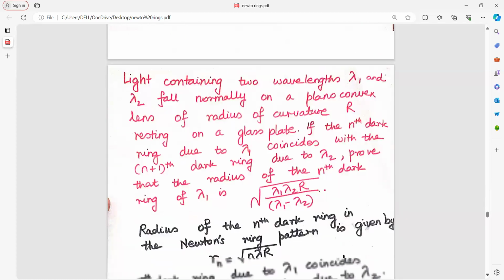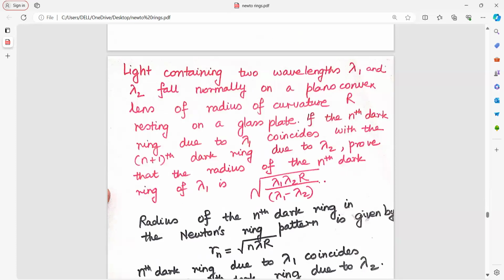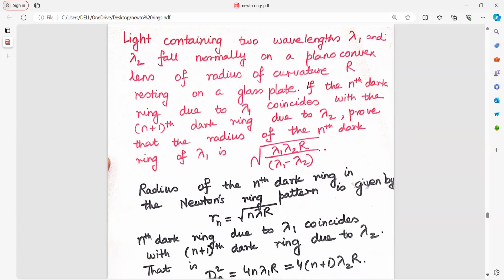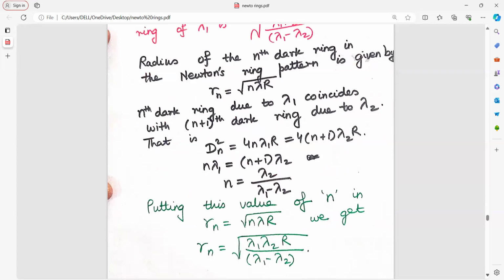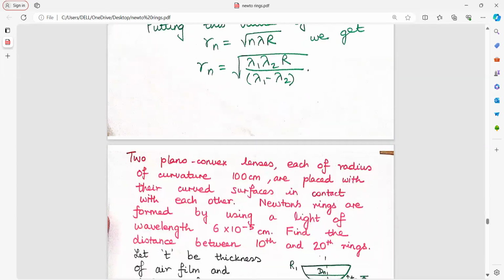Light containing two wavelengths, lambda 1 and lambda 2, falls normally on a plano-convex lens. If the nth dark ring due to lambda 1 coincides with the (n plus 1)th dark ring due to lambda 2, you have to prove that the radius of the nth dark ring is given by this much. See, radius of the nth dark ring is Rn is equal to root of n lambda R, and for the (n plus 1)th, Dn square is equal to this much. So n is lambda 2 upon (lambda 1 minus lambda 2). Put this value of n in the Rn formula and straight away you will get the answer. It is very easy because they have given that they are coinciding, so the equation becomes very simple. Coincides means at the same place.